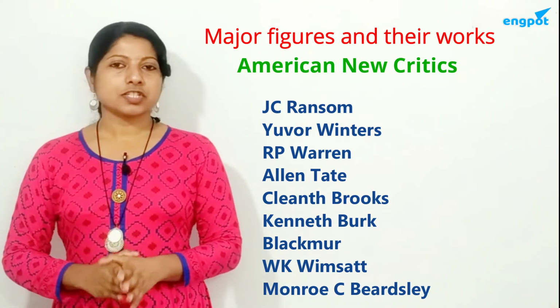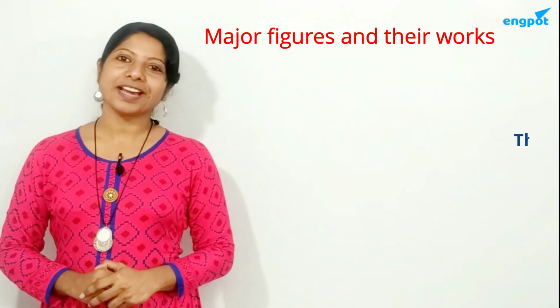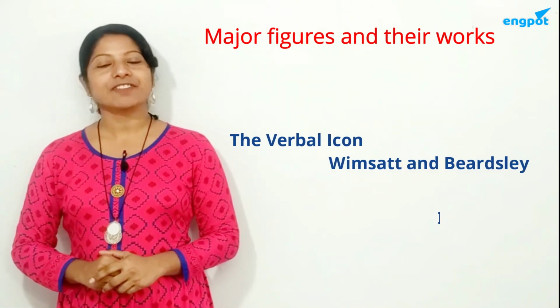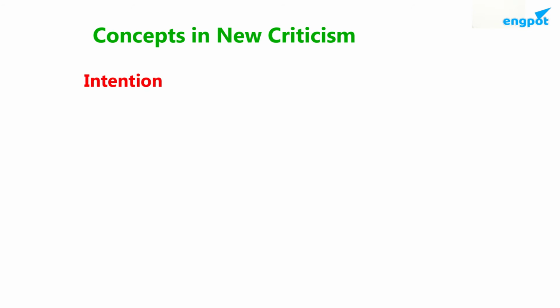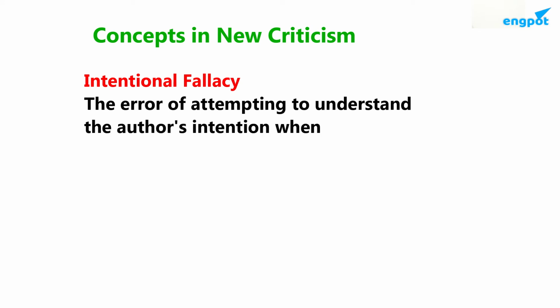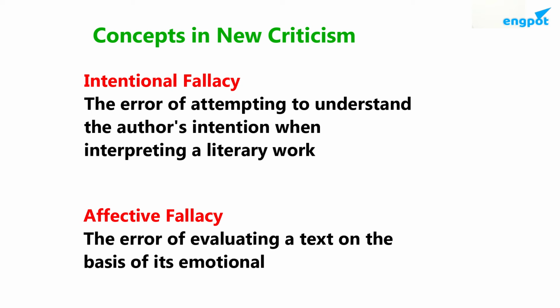When we talk about new criticism, you also have to keep in mind the major work The Verbal Icon, a combined work of W.K. Wimsatt and Monroe C. Beardsley, in which we have the concepts of intentional fallacy and affective fallacy. Now let's see what these concepts mean. A fallacy means error or mistake. So intentional fallacy is the error of attempting to understand the author's intentions when interpreting a literary text. And affective fallacy is the error of evaluating a text on the basis of its emotional effects on a reader.